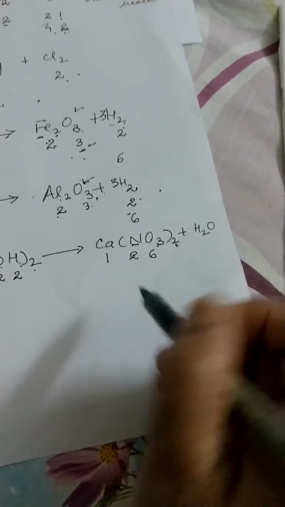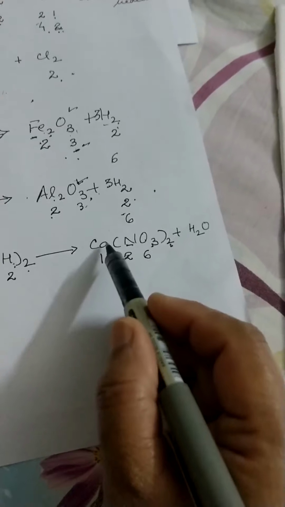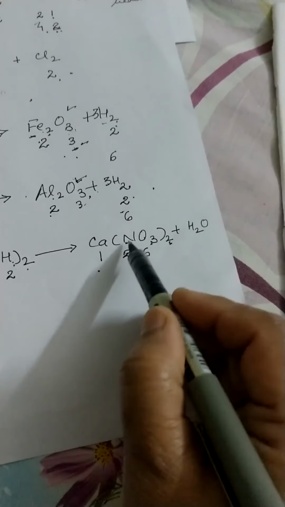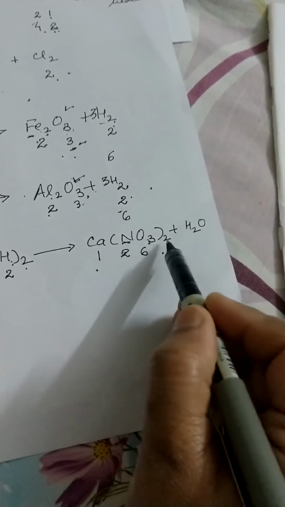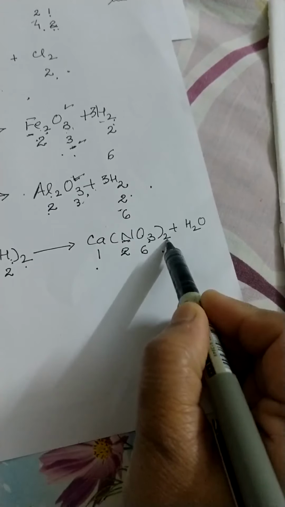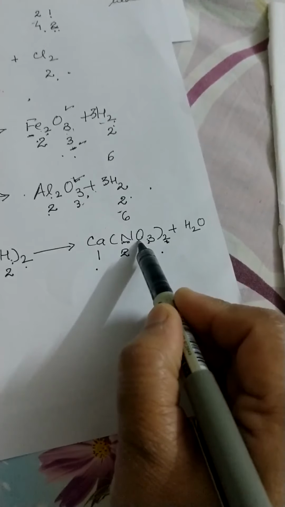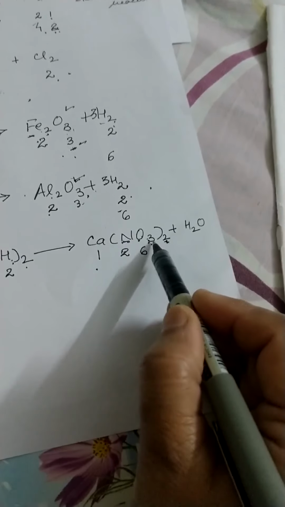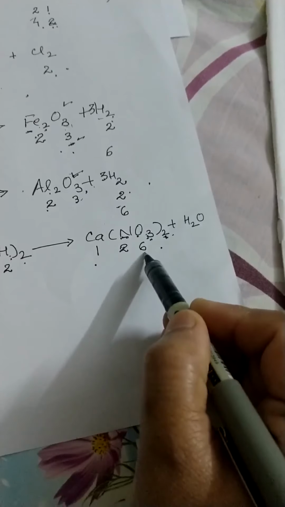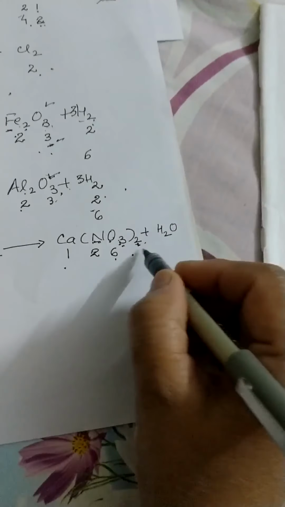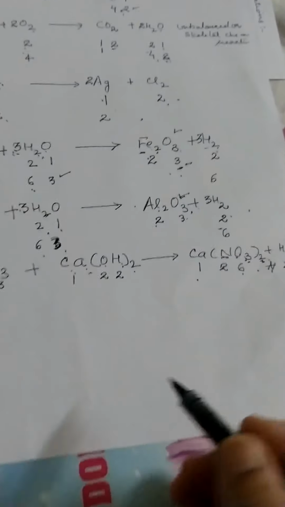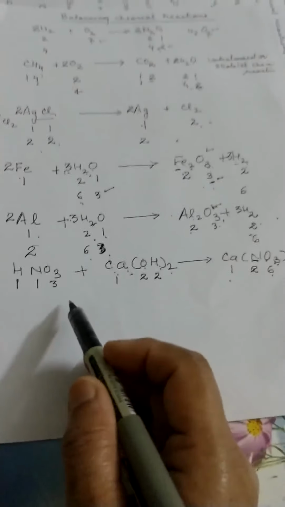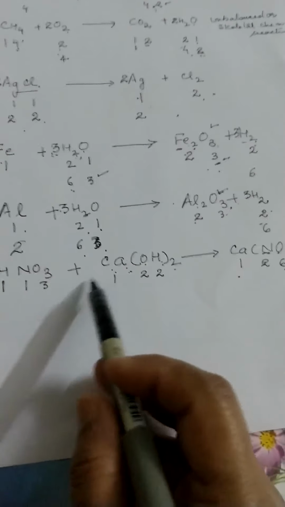Got my point? Watch this. Calcium 1 atom, NO3 whole twice. Nitrogen is double. Oxygen is also double. Since it is O3, it becomes 3 into 2, 6. Then hydrogen 2 and oxygen 1. Right? Now check whether these atoms are equal on both sides.